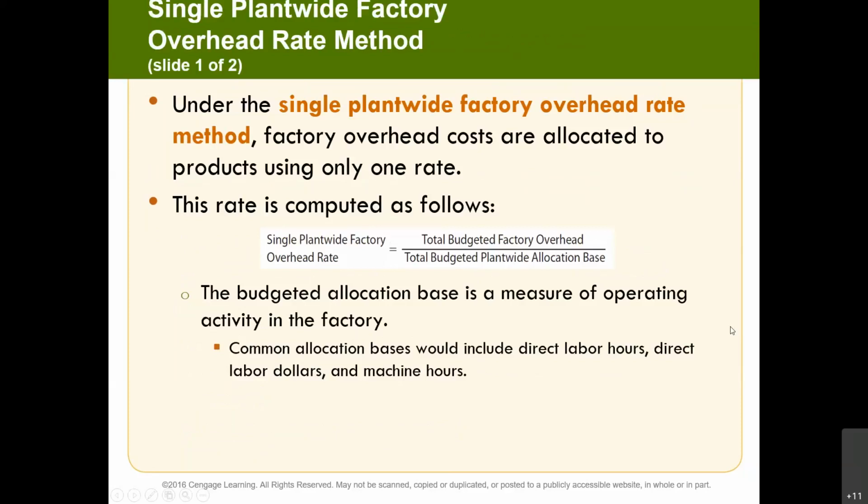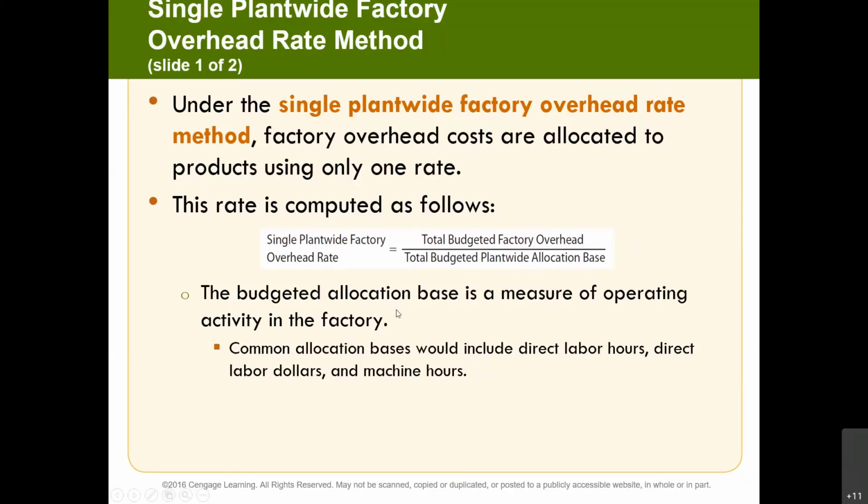So using the single plant-wide method, the factory overhead costs are allocated to products using only one rate. This single plant-wide rate is calculated by taking the total budgeted factory overhead and dividing it by the total budgeted plant-wide allocation base. The allocation base is a measure of operating activity in a factory.